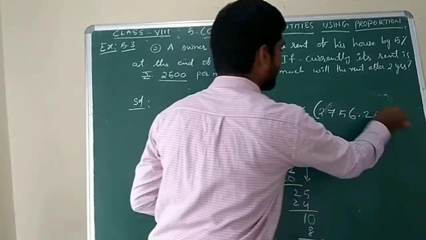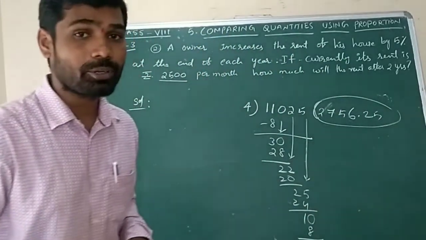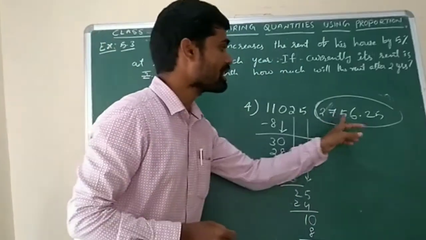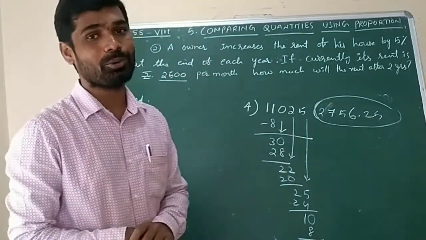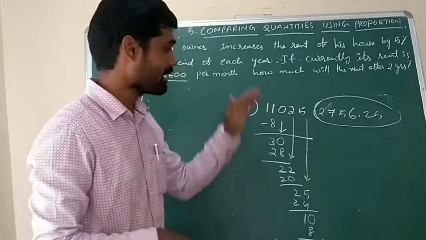So what is the rent after 2 years? It is 2756.25 rupees after 2 years. I hope you understand in a simple way.